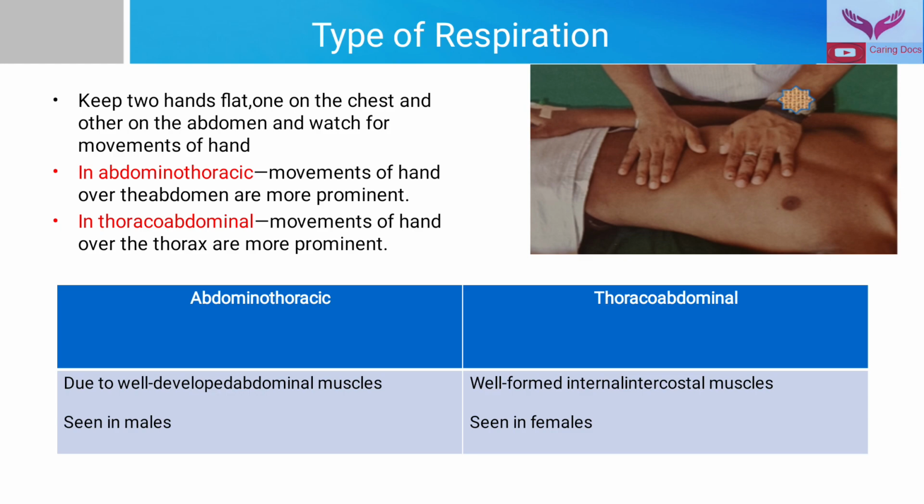We have to keep both hands flat, one on the chest and the other on the abdomen, and watch for the movement of the hands. In abdominothoracic, the movement of the hand over the abdomen is more prominent, and in thoraco-abdominal, the movement of the hand over the thorax is more prominent. So abdominothoracic is preferably seen in males due to well-developed abdominal muscles, and thoraco-abdominal is seen in females because of well-formed internal intercostal muscles.